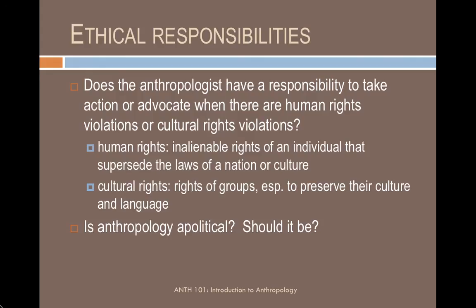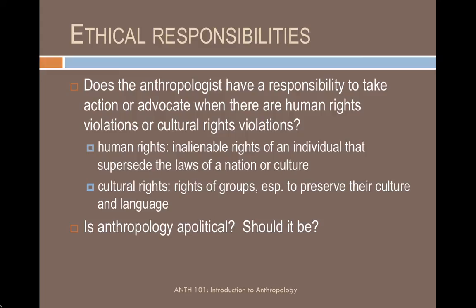There are some situations in which anthropologists have to consider these aspects of human rights. Many anthropologists don't have to worry about this, but there are some societies or some communities in the world where certain cultural practices are, to our eyes, violations of human rights. And that can be a really tricky situation for an anthropologist to be in.